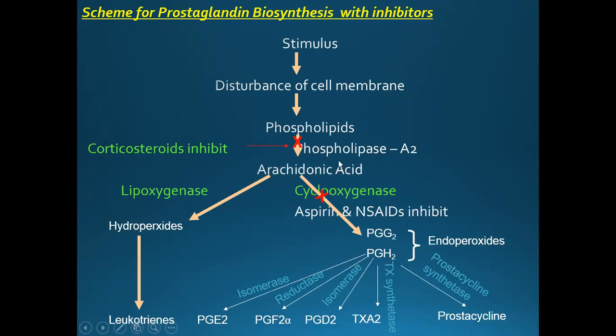However, there are certain drugs that inhibit these pathways. Like here you see phospholipase A2. A2 helps in conversion of phospholipids to arachidonic acid. However, corticosteroids inhibit phospholipase A2. And similarly, there are certain drugs that inhibit the cyclooxygenase enzyme, like aspirin and NSAIDs. So this schematic diagram is important because the mechanism of action for analgesic drugs that we are going to study in detail depends upon this diagram.